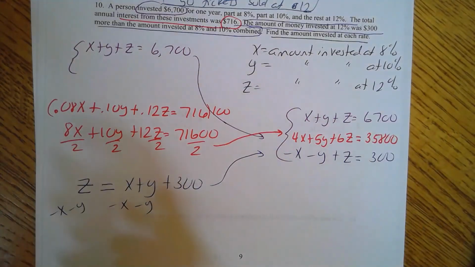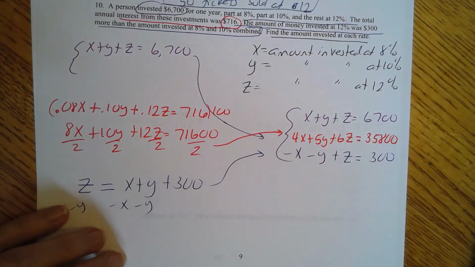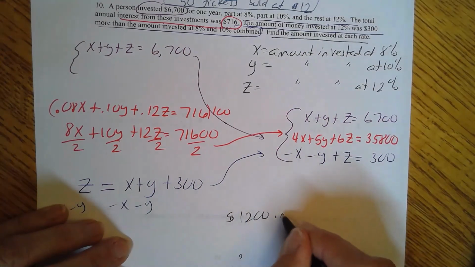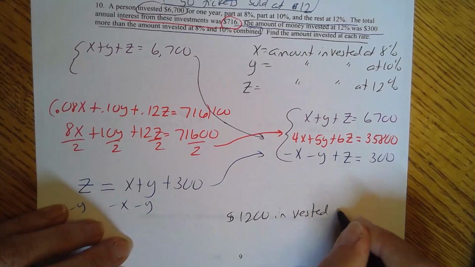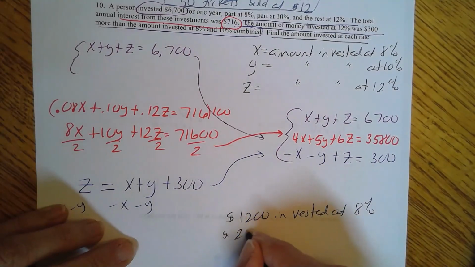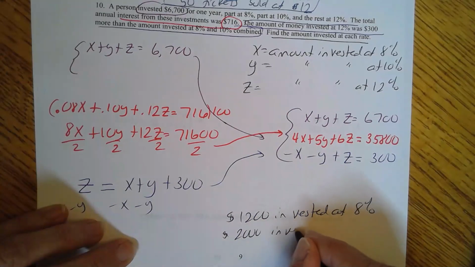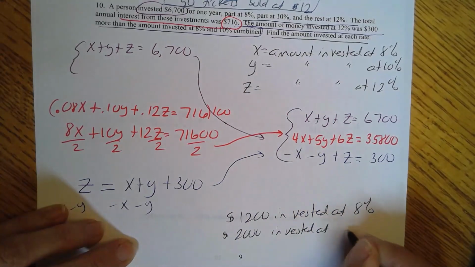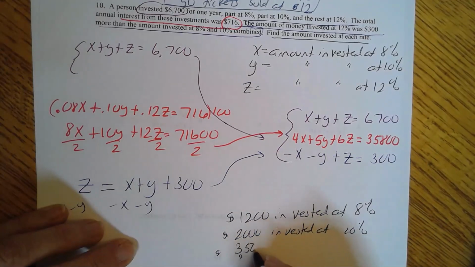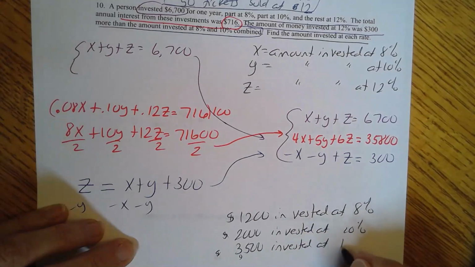And then again, you can solve this out, and when you do solve it, you should get 1,200 invested at 8%. You should get 2,000 invested at 10%, and then you would have gotten 3,500 invested at 12%.